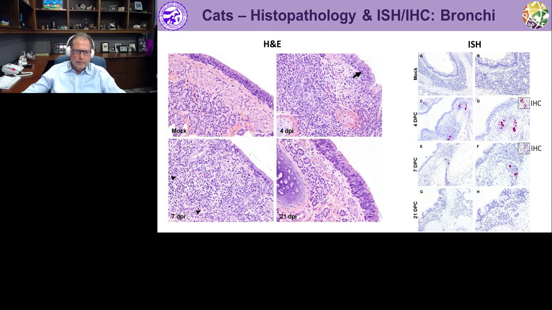of the bronchi, and if we use immunohistochemistry, it's confirmed in the same area. And that's only on day 4 and day 7 post-challenge, and the tissue is negative again at day 21 post-inoculation.